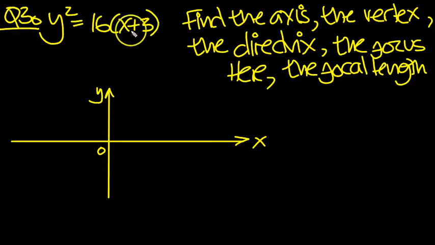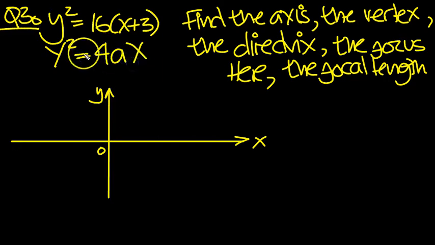y squared equals 16 lots of bracket x plus 3. We need to find all these things and sketch the curve. Right, so let's just compare that with, just underneath it, we can write capital Y squared equals 4a times capital X. Just compare this with the archetypal parabola, and we can read off the correspondences.